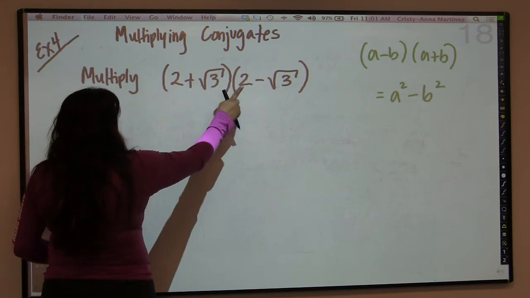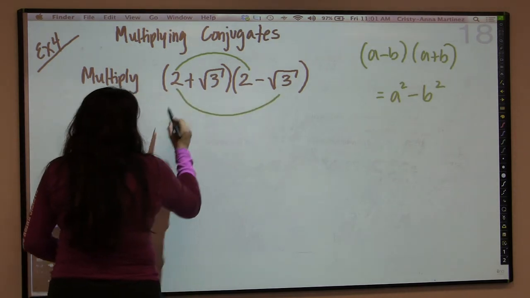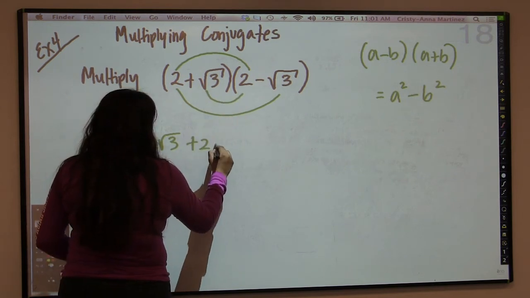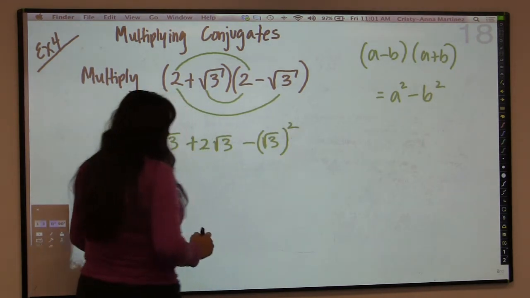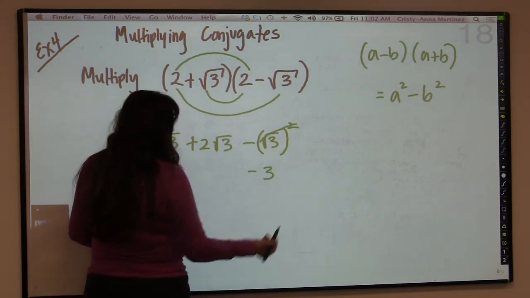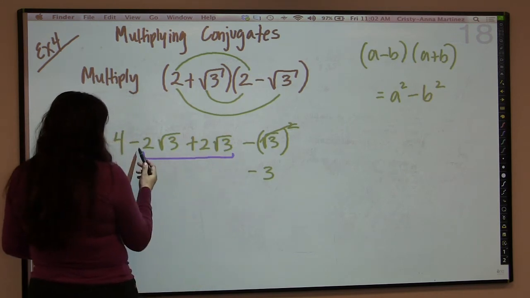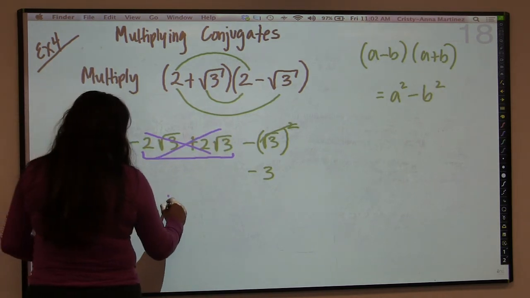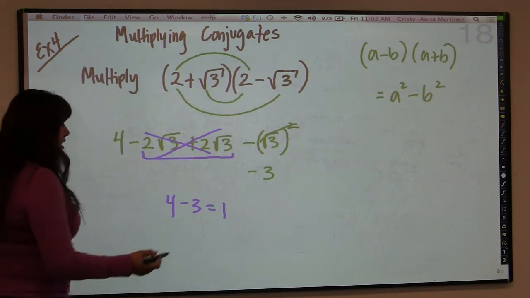So with FOIL, you go first times first. So we're going to go 2 times 2 is 4. Outside times outside is going to be negative 2 root 3. And then inside times inside is going to be positive 2 root 3. And last times last is negative root 3 squared. So again, like before, when you have a square root and a square, that's going to cancel, leaving you with negative 3. And then what's going to happen with the like radicals here is that you're always going to get a negative and a positive, and they're going to cancel to 0. So in the end, all you have left is the 4 from up here minus the 3, and your answer is 1. Okay, so again, there's no more radical.